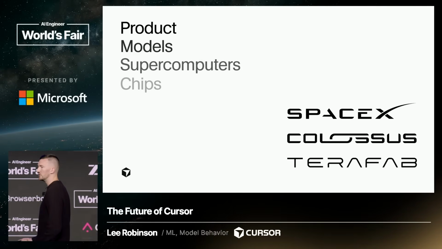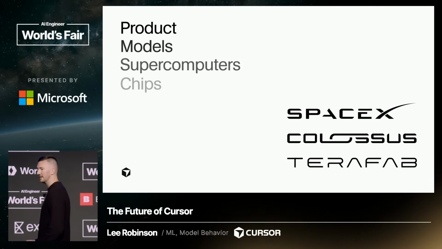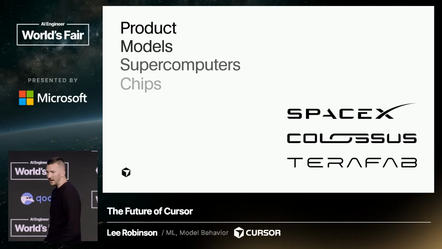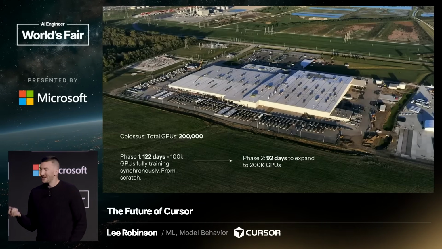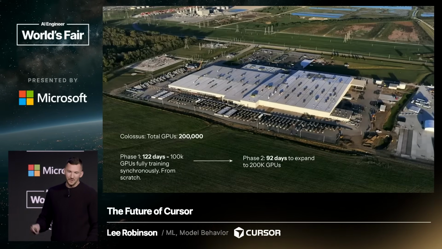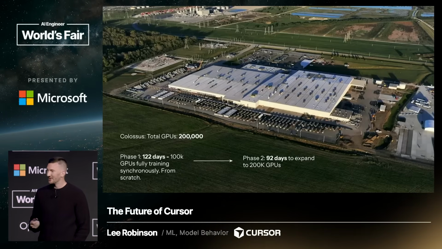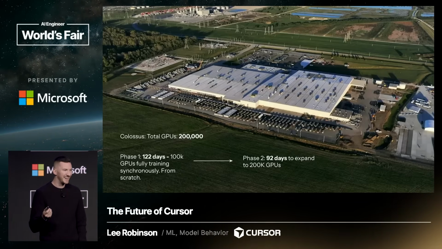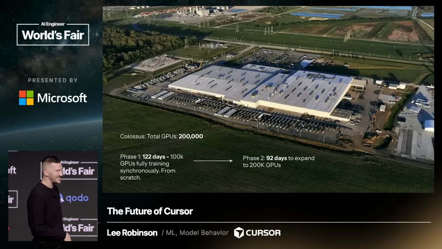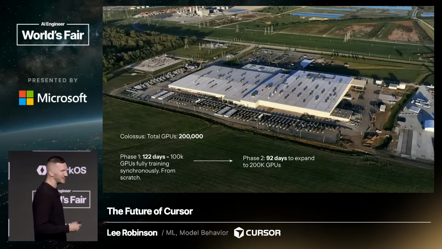And that just allows you to do some pretty interesting things in taking advantage of that full stack. If you haven't seen Colossus, I think it's really interesting, personally. They were able to build out this supercomputer in 122 days for 100,000 GPUs, and then added another 100,000 GPUs in 92 days. So very impressive.